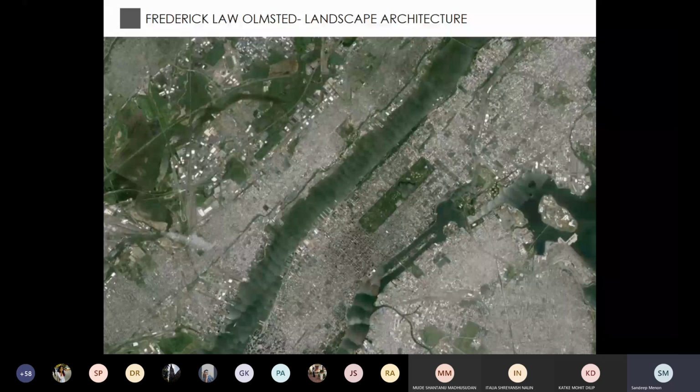And can you all see my cursor? Can you see my cursor move? No. Okay, then I don't know how to show you the Central Park, but it's that rectangular swatch, like a band-aid, in the center of this linear island. That one is the Central Park.